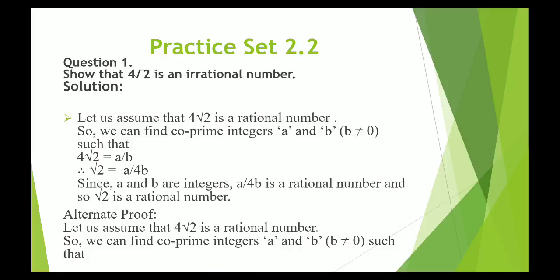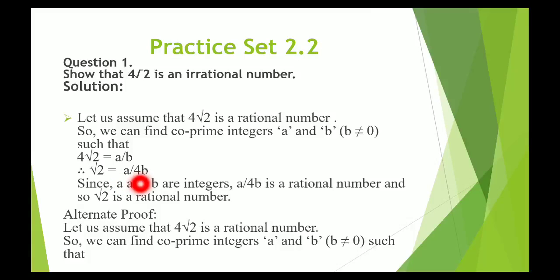Let us begin with the practice set 2.2, question number 1. Show that 4 root 2 is an irrational number. Let us solve. Solution. Firstly, we will assume 4 root 2 is a rational number. So we can find co-prime integers A and B where B is not equal to 0, such that 4 root 2 is equal to A upon B. Therefore, root 2 is equal to A upon 4B.